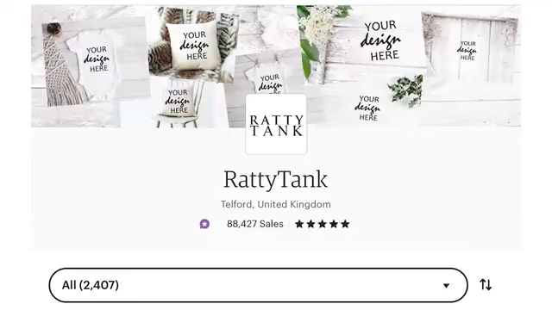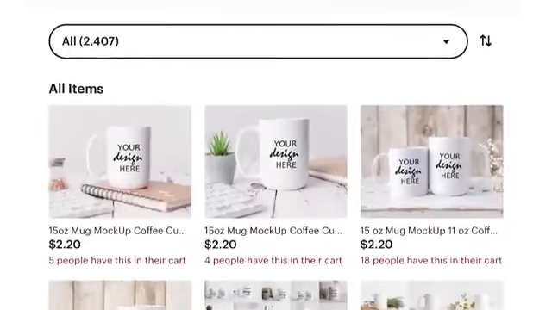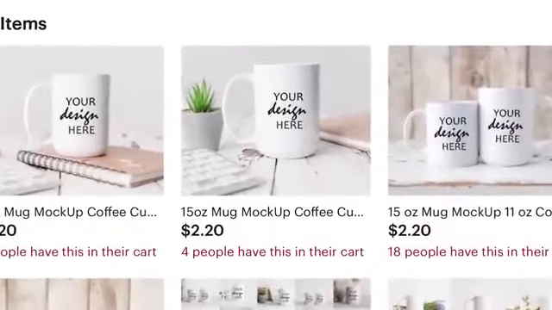There are tons of shops like this, like Ratty Tank with 88,000 sales, which has likely brought in around $333,000. They sell all kinds of mockups, but some of their hottest items are these mug mockups. And so here's how we can create almost the same exact thing using AI.